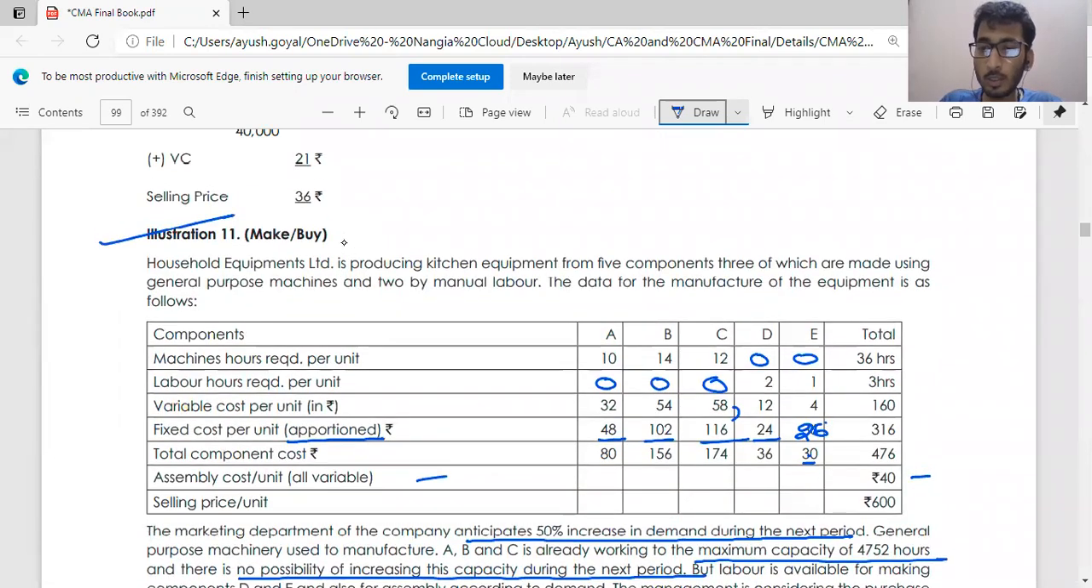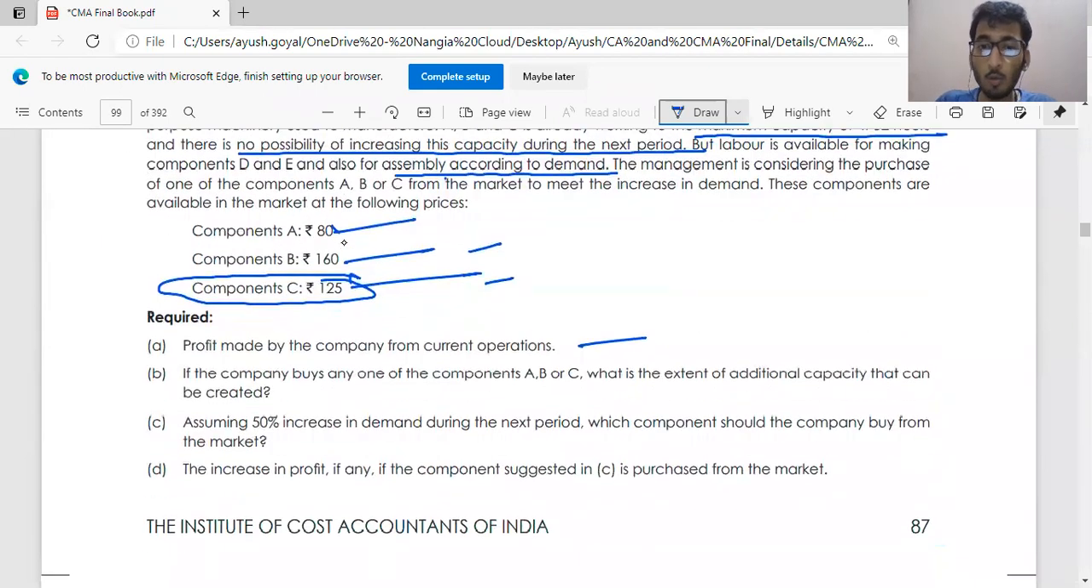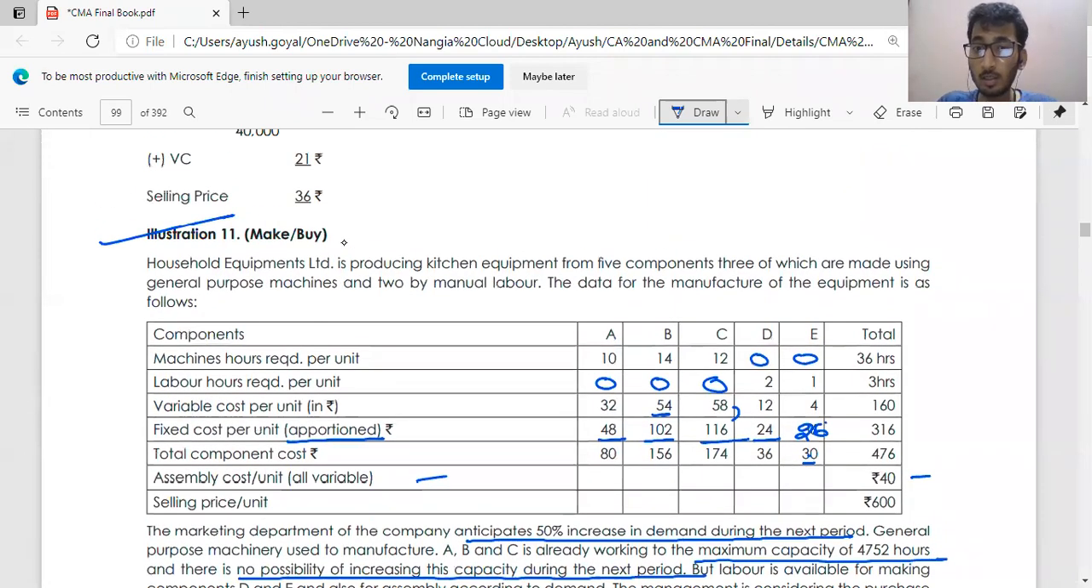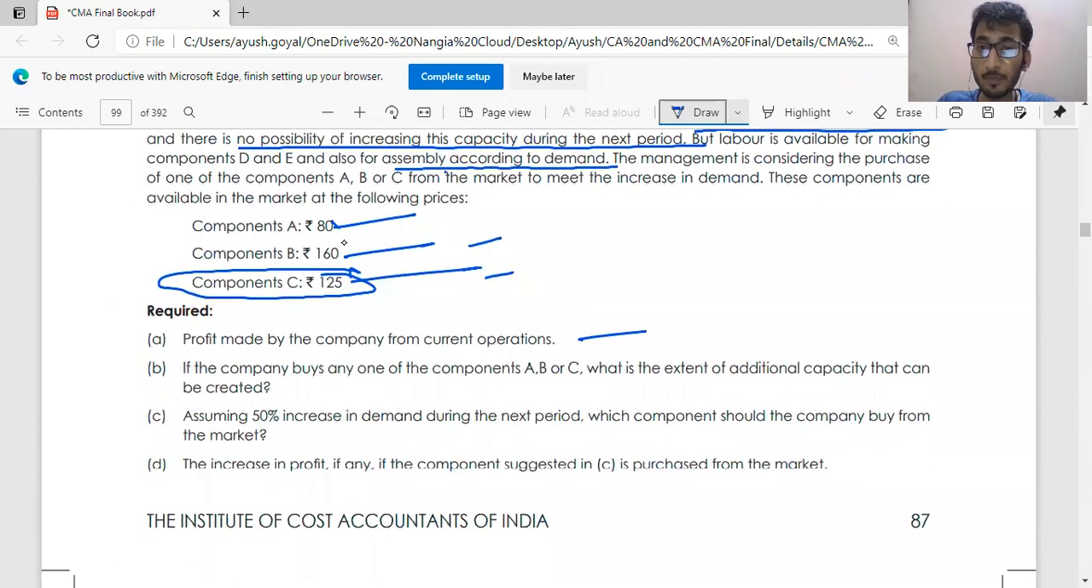The second way you can say that to manufacture B, you will be having a variable cost of 58. To buy B, you will be having a cost of 160. Don't consider the apportioned cost. Okay, so let's write it.